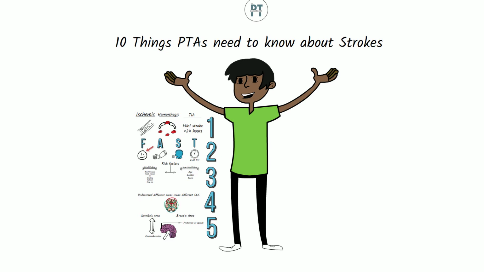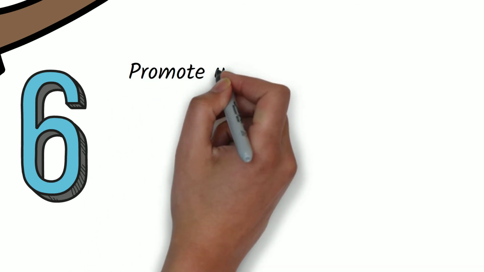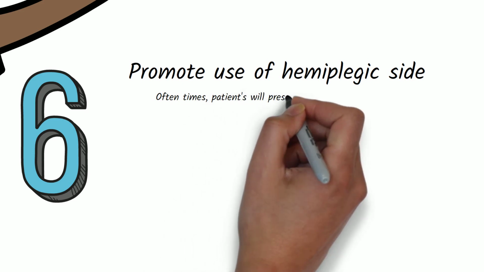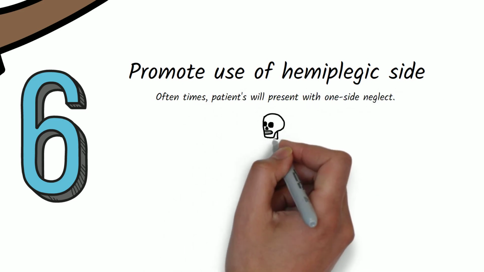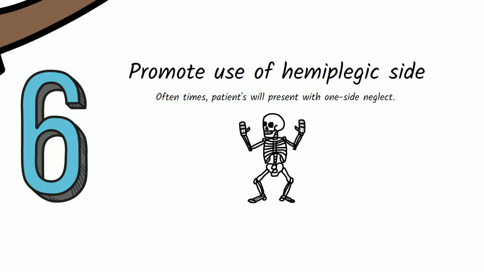The next 5 are going to be more implications for the PTA, or things that we need to know as we're practicing. So number 6, promoting awareness of the use of the hemiplegic side. Patients sometimes have a lack of awareness on one side of their body. So injuries and falls go up because they're not going to see that there is a couch in the way, or the curb, or maybe something they might trip over. So make sure you promote their awareness there.